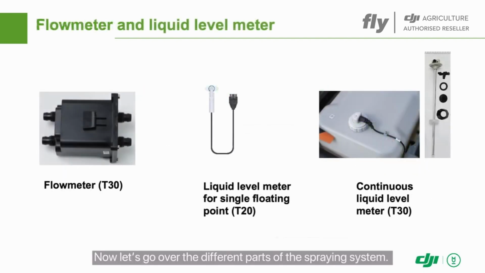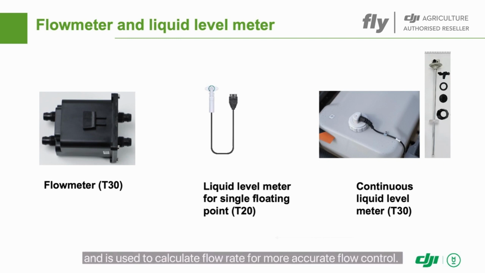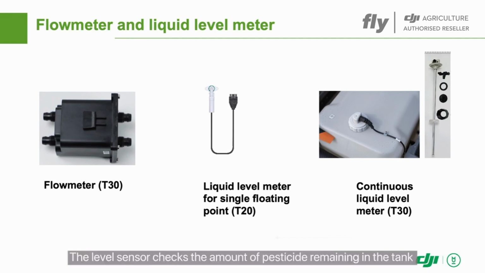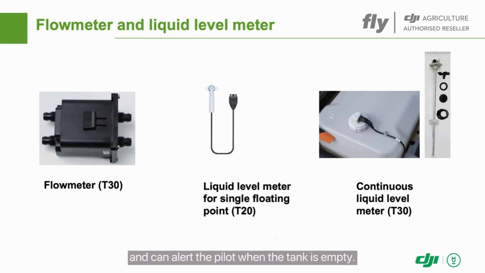Now, let's go over the different parts of the spraying system. The flow meter is located between the tank and the water pump and is used to calculate flow rate for more accurate flow control. The level sensor checks the amount of pesticide remaining in the tank and can alert the pilot when the tank is empty.